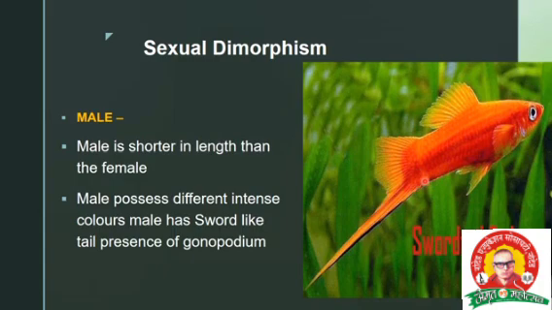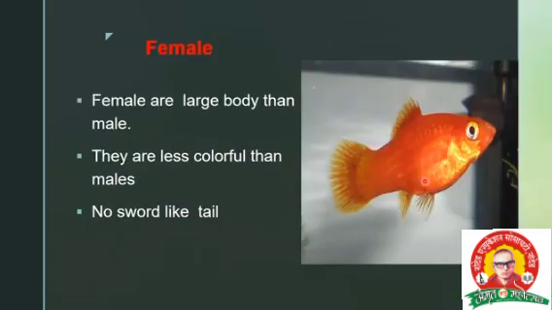What is the function of gonopodium? It inserts the sperm into the genital opening of the female. It is called the gonopodium in the male, and the sword is present only in the male, not in the female. Okay. Then next, sexual dimorphism about the female.